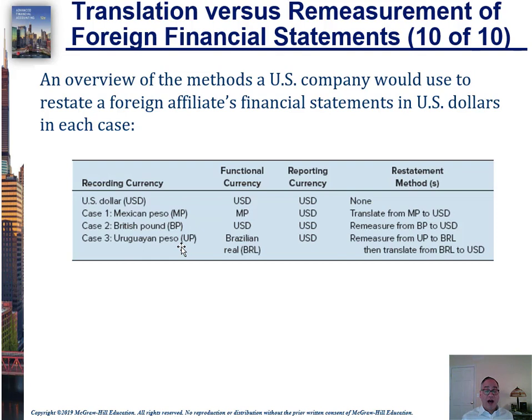And here is the most complicated example, and this is the example you want to do because they'll pay you the most money to do this. Let's say the books are kept in Uruguayan pesos, the functional currency is the Brazilian real, and the reporting currency is the US dollar. That's what the parent uses. You would need to remeasure from the books, Uruguayan pesos, into the Brazilian real, and then you would need to translate from the functional currency of the sub, the Brazilian real, into the currency of the parent, the US dollar.